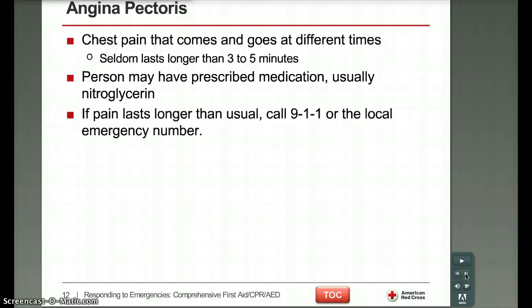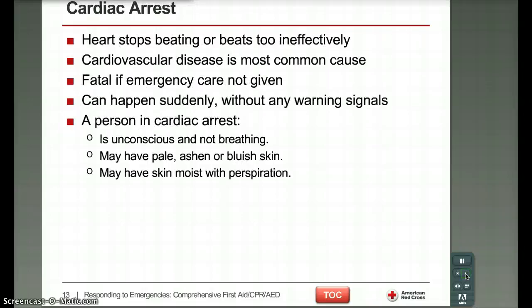It doesn't mean that they're having a heart attack, but it certainly means that it could. So that's why they take their medication, but we also kind of monitor the time. If it's lasting more than 3 to 5 minutes, we definitely want to make that phone call just to be safe.